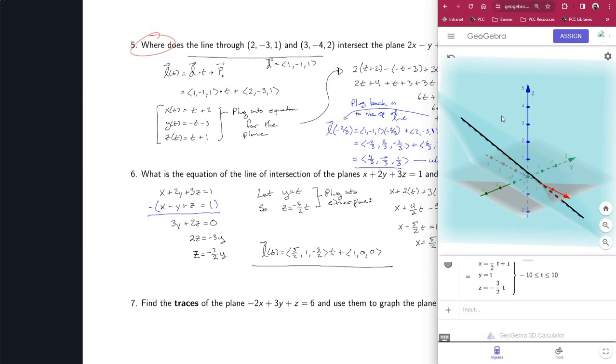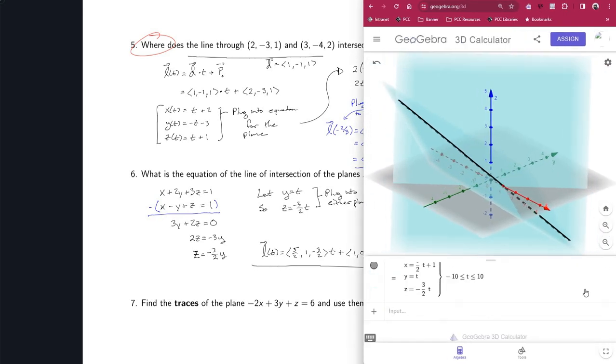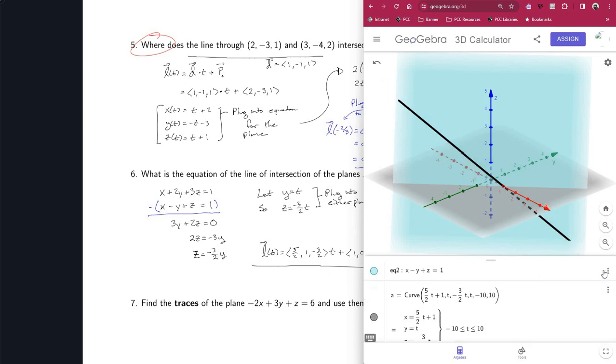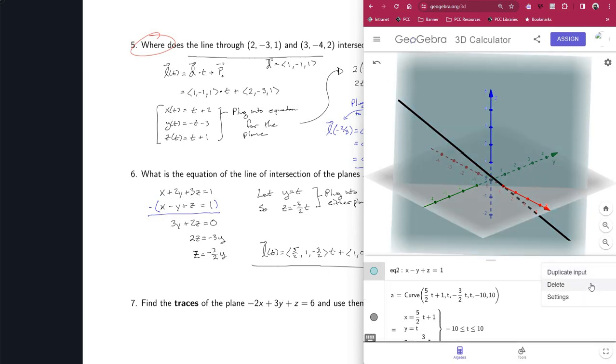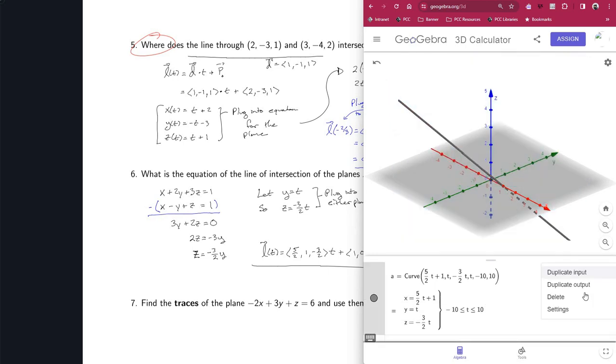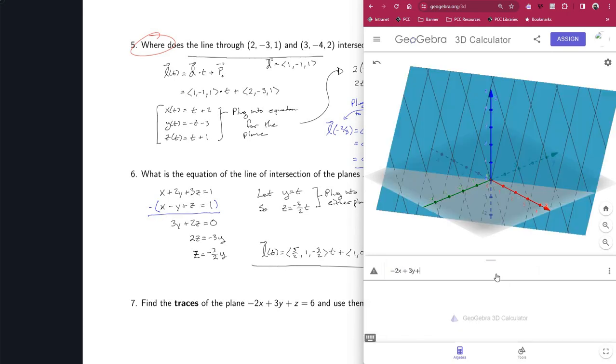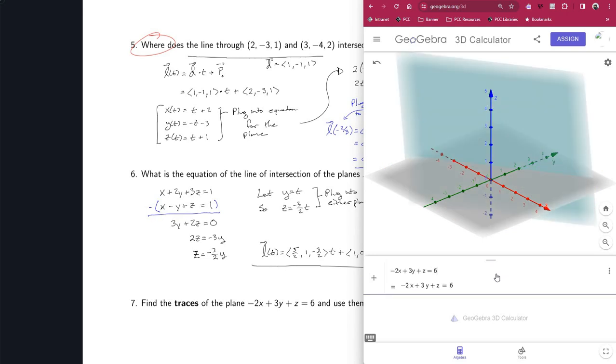All right, we've got one more problem to do, and it has to do with graphing planes. Let's just go ahead and graph that plane for number 7 before I jump in to do it by hand. And we've got -2x plus 3y plus z equals 6.